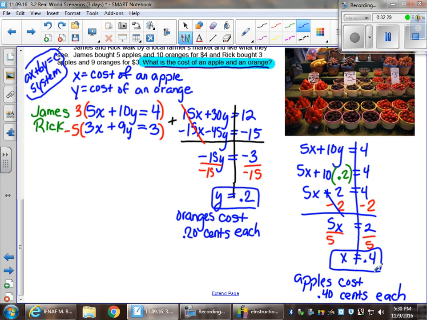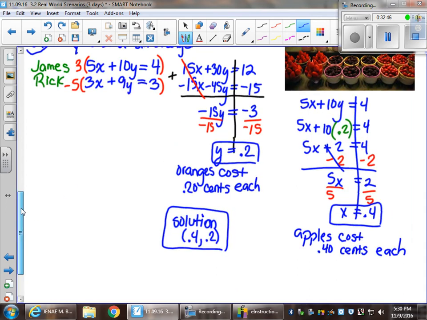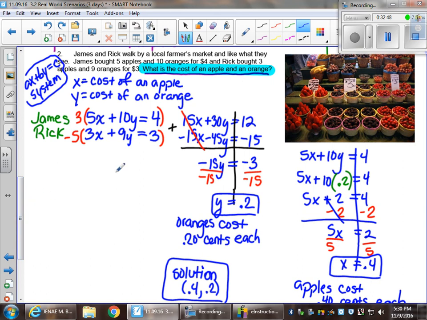We also discussed in class, what does it mean for this to be a solution? Because I could write an ordered pair. Solution is 0.4 comma 0.2, x comma y, right? And if we were to graph this system, that ordered pair is where these two lines intersect. That's my solution.